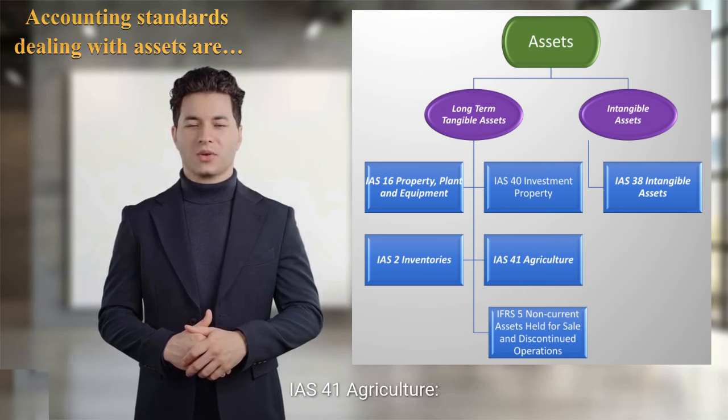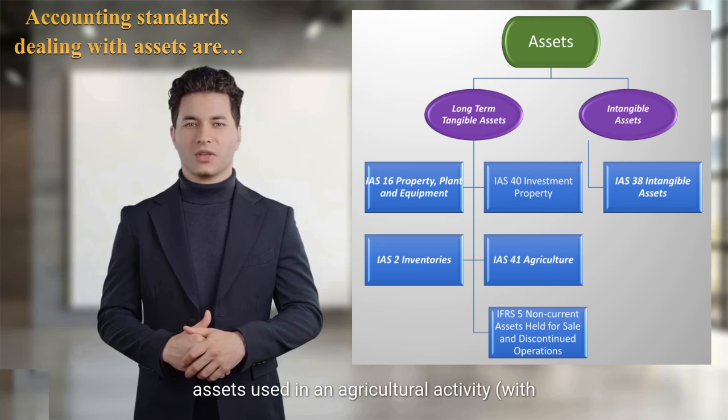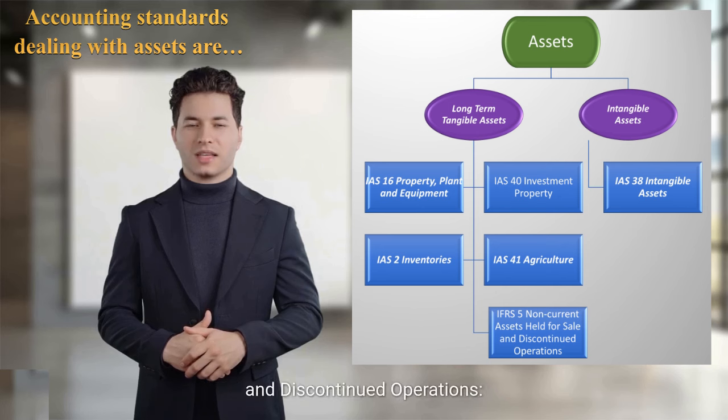IAS 41 Agriculture. Think of IAS 41 for all your biological assets used in an agricultural activity, with the new exception of bearer plants. IFRS 5 Non-current assets held for sale and discontinued operations.